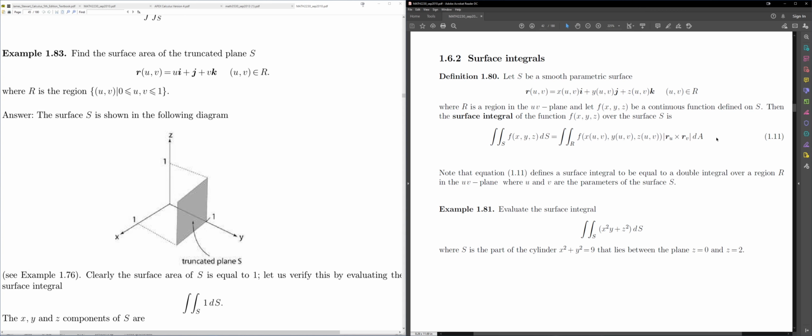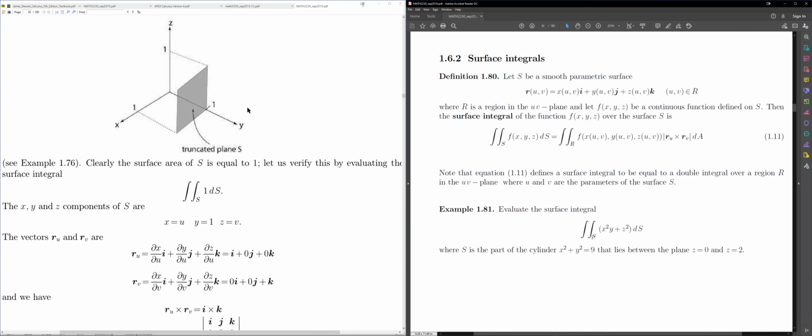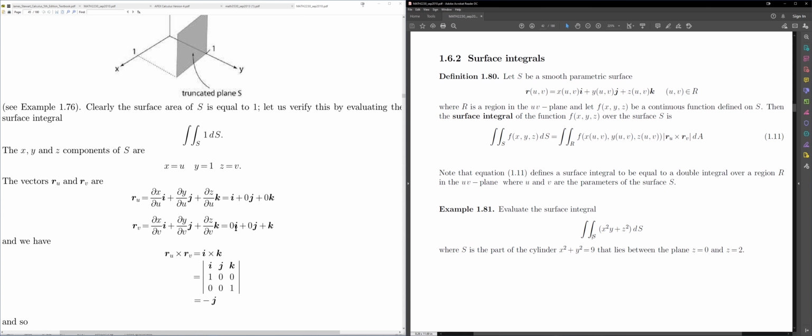And I would also need RV, right? To get the RV, you differentiate the component functions with respect to V. So differentiate U with respect to V, you get 0 here. Differentiate this 1 here with respect to V, you get 0 here. And differentiate the V with respect to V, you get 1 here. So you get 0, 0, and then a K there, right?